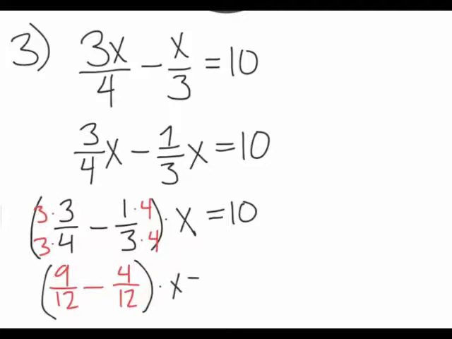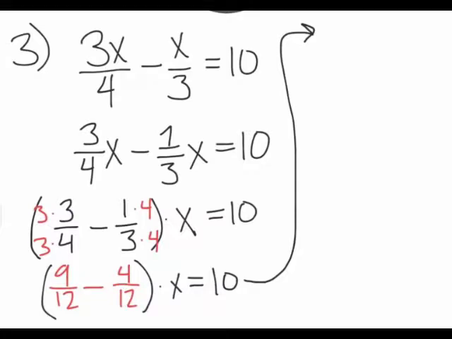Everything else about the equation stays the same. I'm going to bring it up here. So now we have 9 minus 4, which gives 5, over 12 times x equals 10. So what do we do from here? Well, we have a 12 in the bottom of the fraction. So in order to cancel that out, we can multiply both sides of the equation by 12.